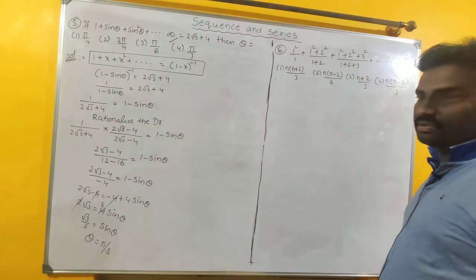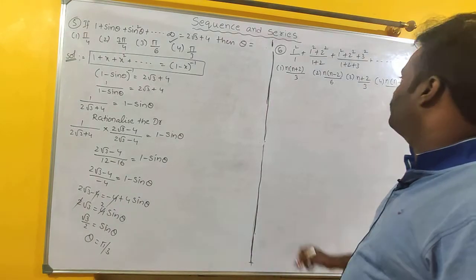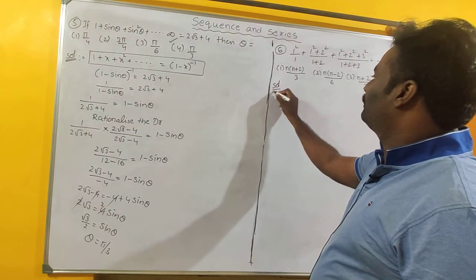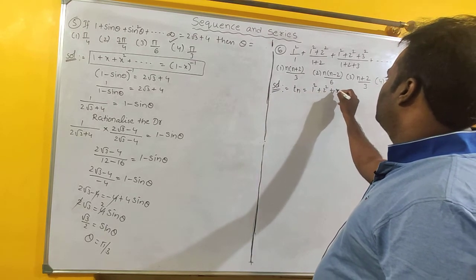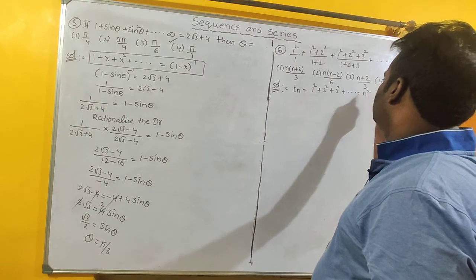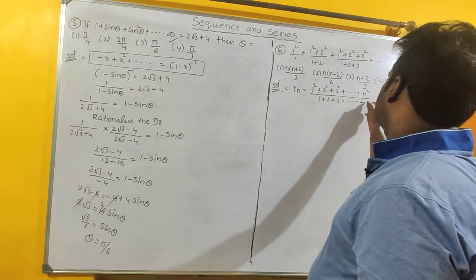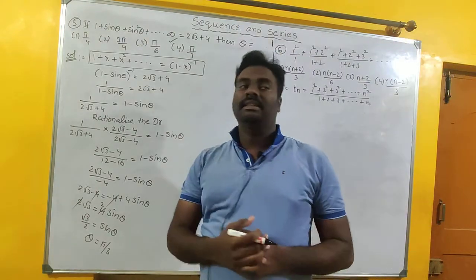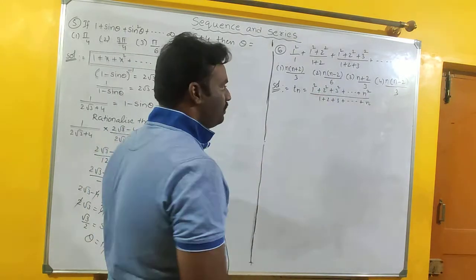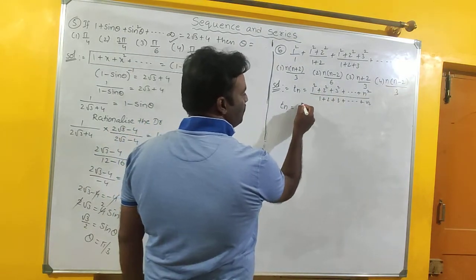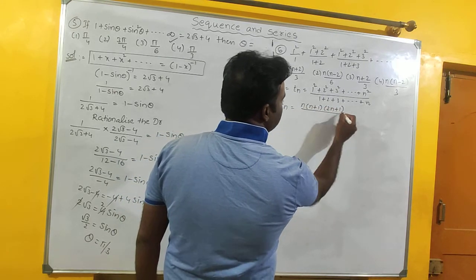Now we'll discuss the sixth question. In the sixth question, we need to find the sum of the terms. First, I am finding the nth term here. The nth term is what? 1 square plus 2 square plus 3 square plus, and so on, up to n square, by 1 plus 2 plus 3 plus, and so on, up to n. This is the nth term in the series. Already we discussed this formula. What is the formula for the sum of squares of natural numbers? n into (n plus 1) into (2n plus 1) by 6.